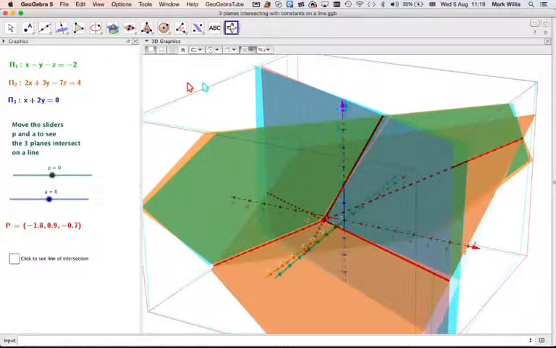they meet on a line, and then if we got plane two and plane three, they also meet in a line, and also plane three and plane one also meet in a line. The point of intersection, in fact just two of them, but we've got all three of them, gives the point P, which in this case has coordinates minus 1.8, 0.9, minus 0.7.